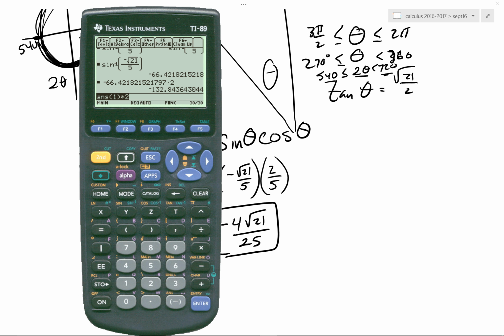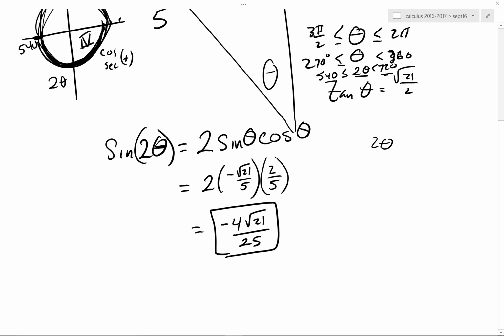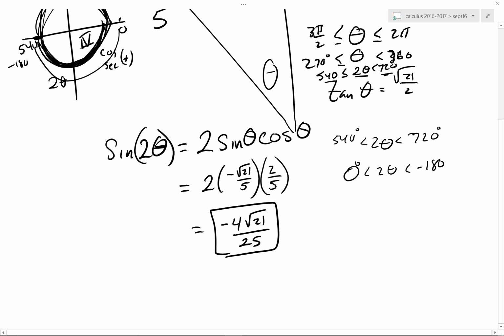Now you're saying, Mr. Groom, you said that 2 theta was between 540 and 720. Well, technically, this is another way of saying between here and check it right there. Because 0, negative 180, back around the other direction.